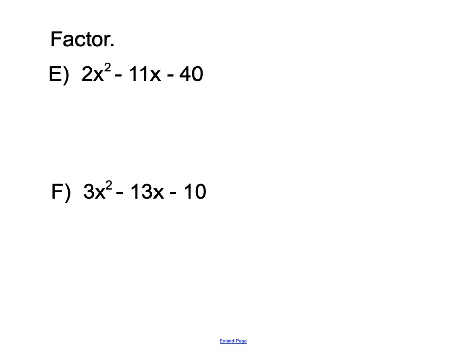All right, so I'm going to keep going here with the guess and check. What times what gives me a 2x squared? Well, to get 2, I only have a 2 and a 1. What about 40? Well, if I start to list 40s out.